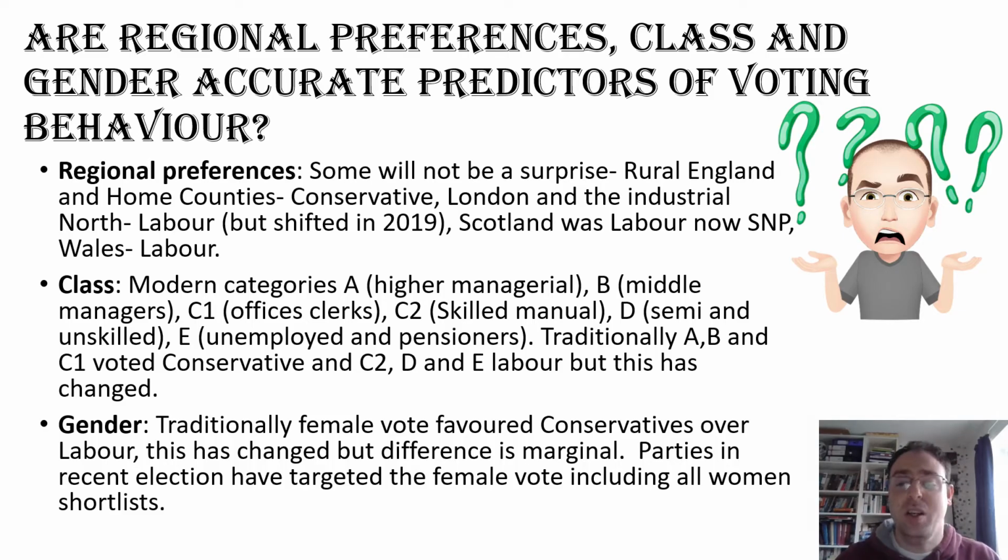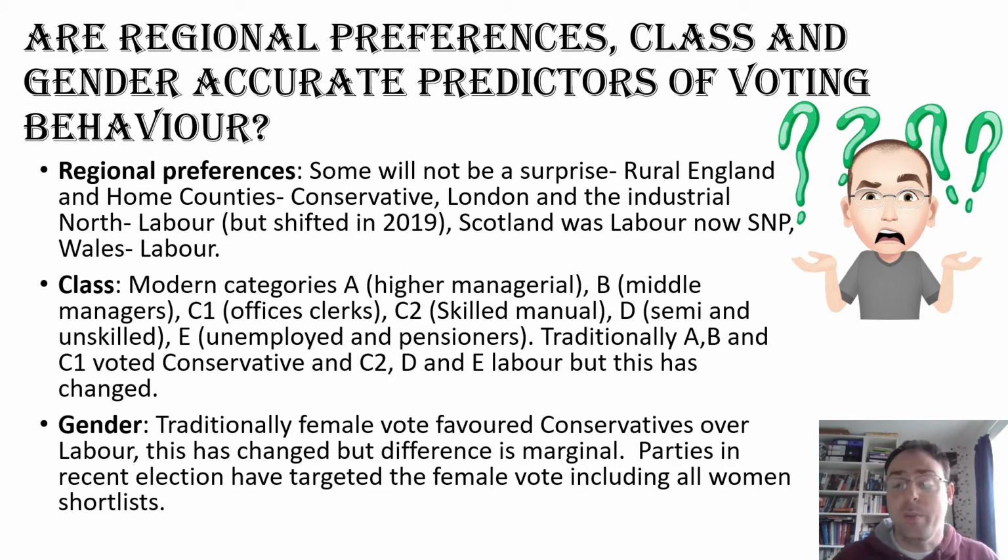Now, traditionally, Bs and C1s vote Conservative, and C2s, Ds and Es vote Labour. But this has changed, and increasingly, and we'll look at this in a bit more detail later on, with this idea of class de-alignment, where it doesn't marry up, and you'll get people from these different groups voting in large numbers the way that you wouldn't expect them to.